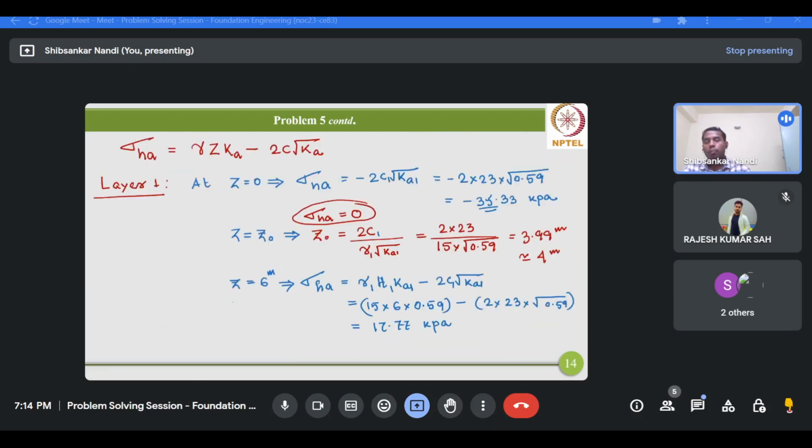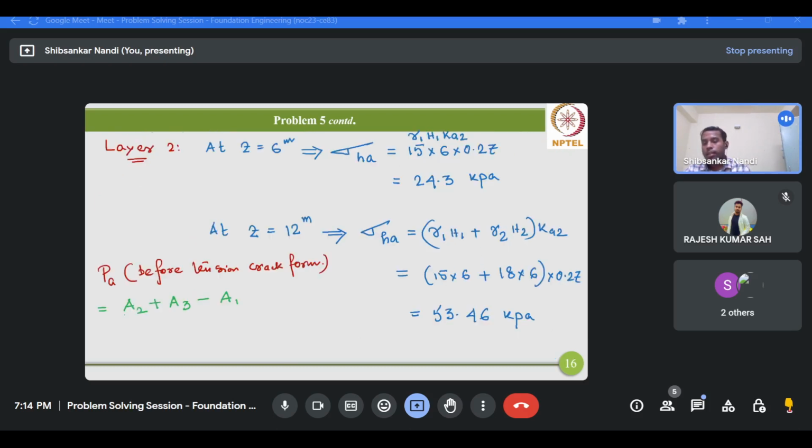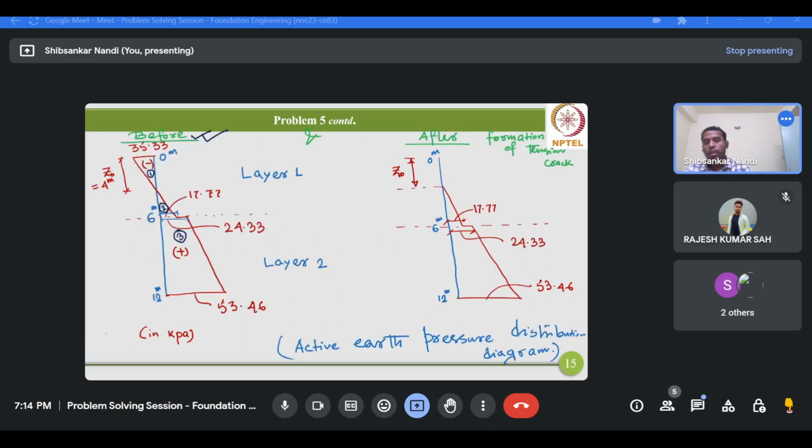Now what does it represent by A1, A2 and A3? A1 is the area of triangle 1, A2 is the area of triangle 2, and A3 is the area of the trapezoid numbered as 3. So it's very easy, we can easily calculate. First of all, we will calculate the area of triangle 2. So it will be 17.7 as the base and the height is 2 meter.